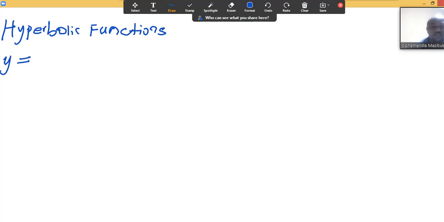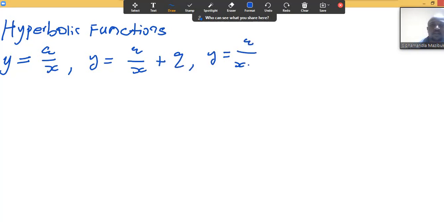Y is equal to a over x, or we can have y is equal to a all over x plus q, and the other one that we can have is y is equal to a all over x plus p plus q, right? So let's start with the first format, or the first one.